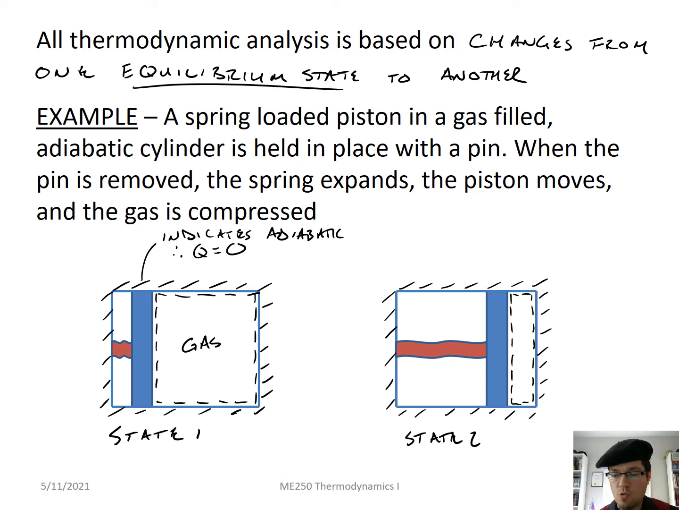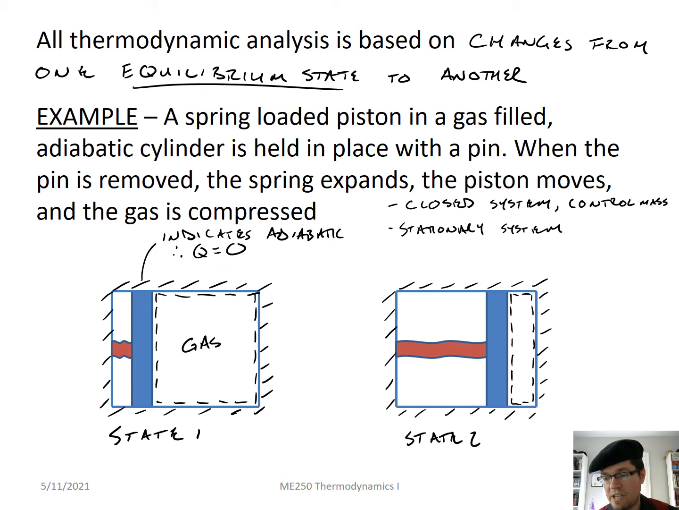Well, let's assume that this is a closed system. That's a good assumption. We don't see any inflows or outflows of mass, so this is a control mass, closed system. Let's also assume it's a stationary system. And by that, we mean that there is no appreciable change in kinetic energy, there's no appreciable change in potential energy. They're both approximately equal to 0.